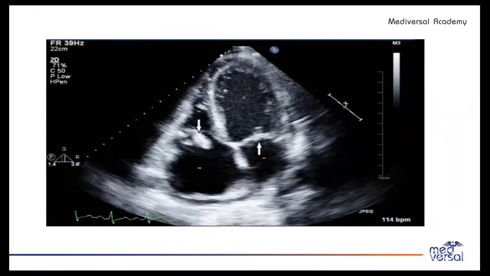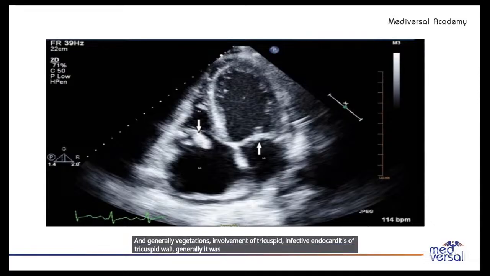And you have to assess the tricuspid valve for any vegetations. Vegetations are common when we keep IV lines, and they are most common in endocarditis. Vegetations are associated with some tricuspid regurgitation, and infective endocarditis involving the tricuspid valve is very rare compared to the left side of the heart.